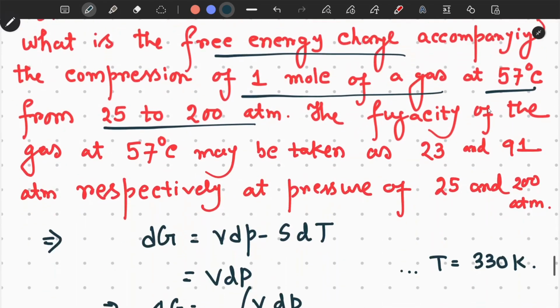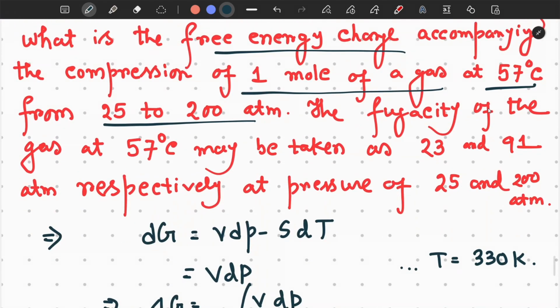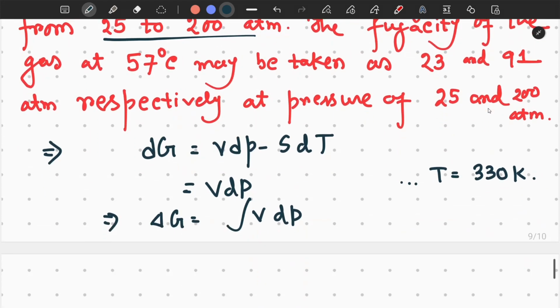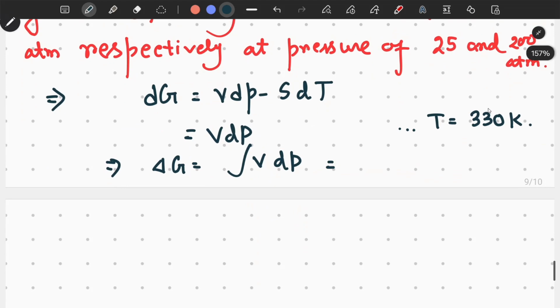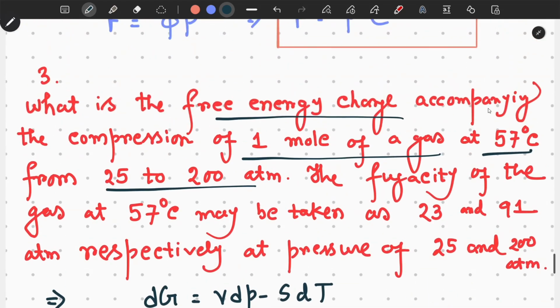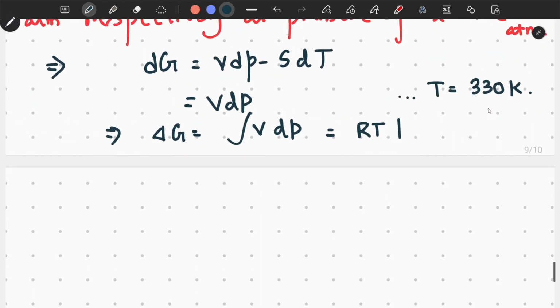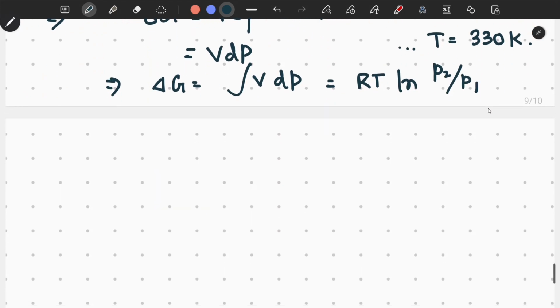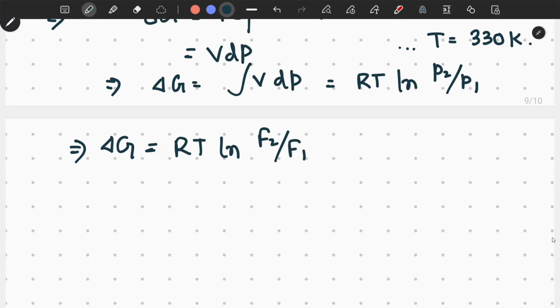Okay. Is this clear? Yes. Okay. So how can you do it? V is RT by P, so is this for 1 mole? Yes, 1 mole. So it is RT ln P2 by P1. But here you have to consider the real gas, so for F2 by F1, RT ln F2 by F1.